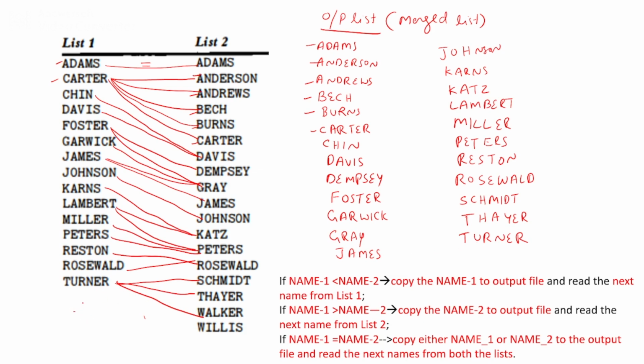Now if I have written this smaller element, I need to increment and go to the next name now. But there is no next name. So what I need to do is, when I get to the end of list 1, now there is no element in list 1, whatever is pending in list 2, that I need to write. Walker and Willis are pending, that I will write in the merged list.